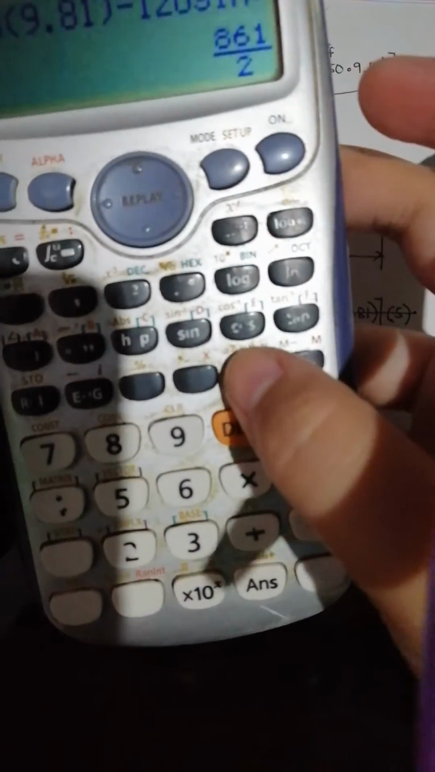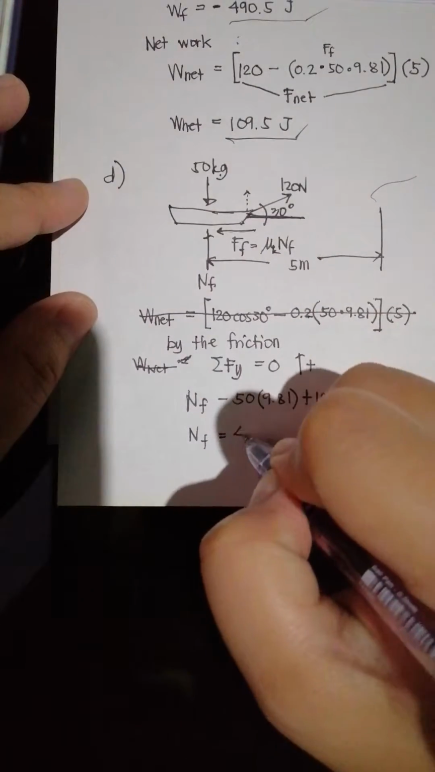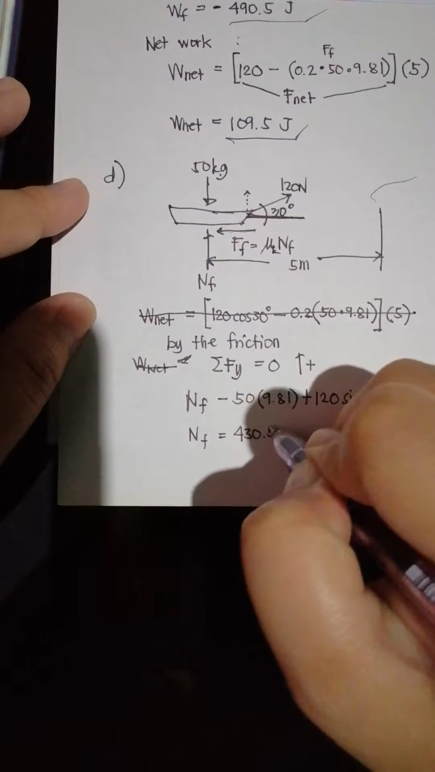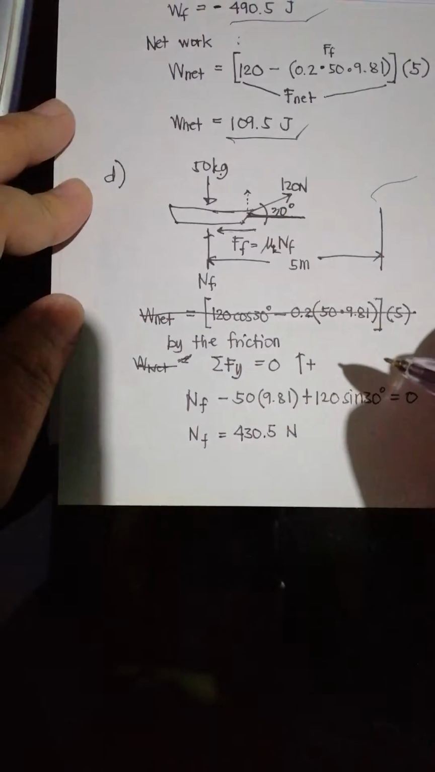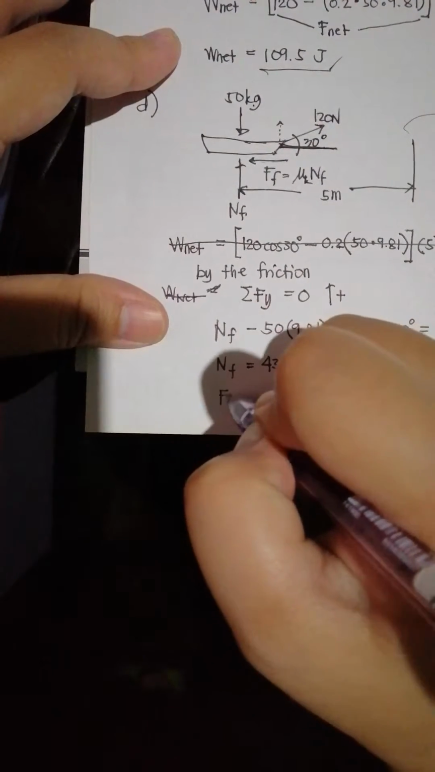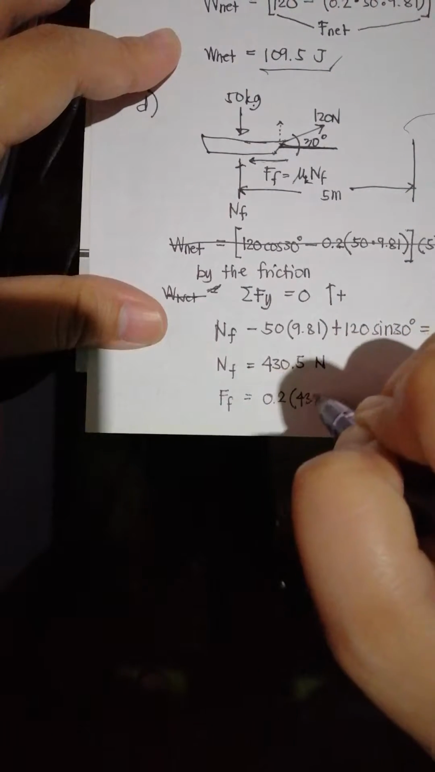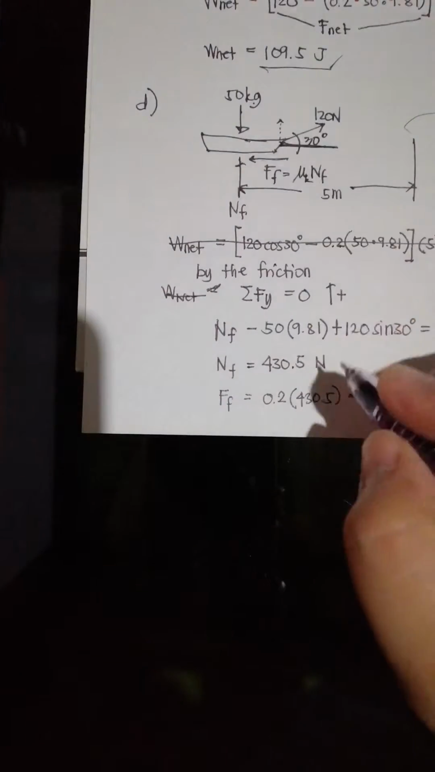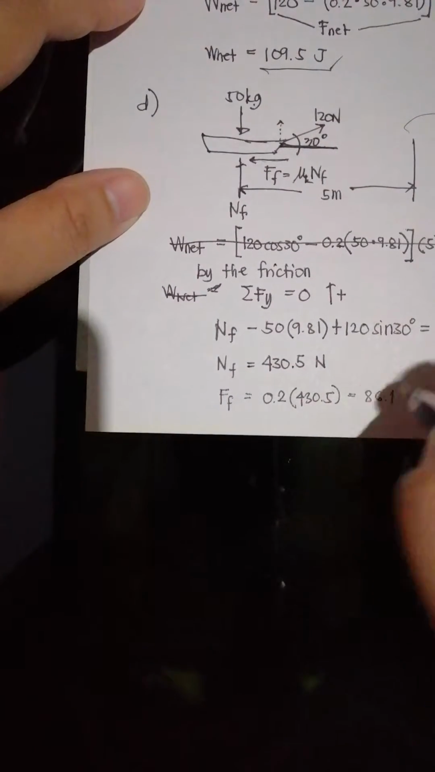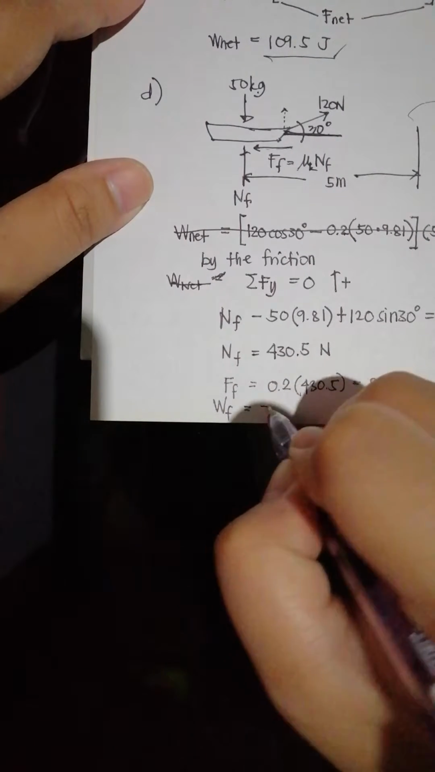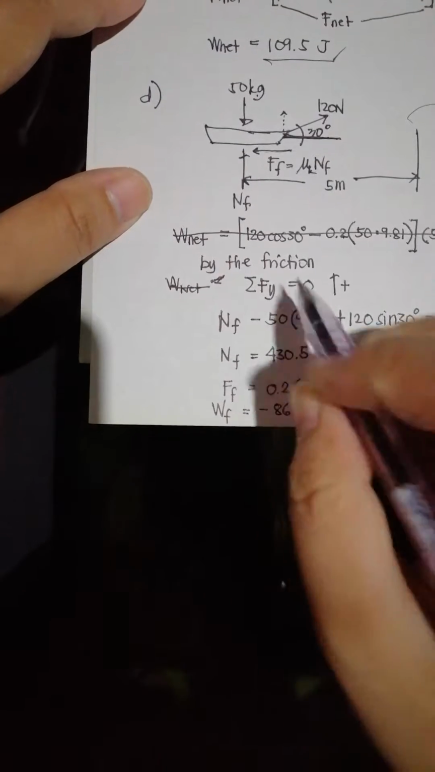Okay, so the normal force is equal to 430.5 newtons. Okay, so the friction force will now be equal to the coefficient of kinetic friction times the normal force, and that will be 86.1 newtons.